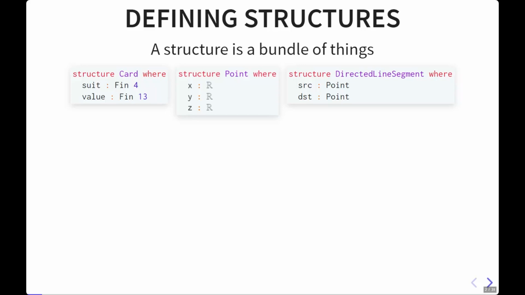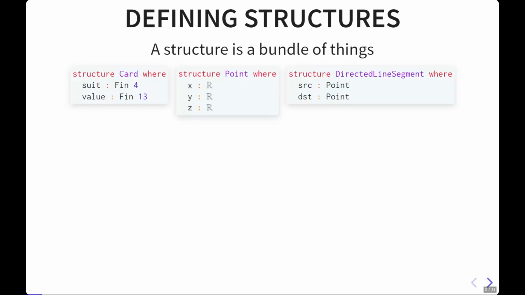Probably more representative example is a point. So just a point in 3D space, you've got the x and the y and the z coordinates, each of which is a real number. And you can put structures inside other structures. So here I've got a line segment with a source and a destination. It's important to note this is a directed line segment, because if you were to swap the order of the points around, Lean would consider it a different object.